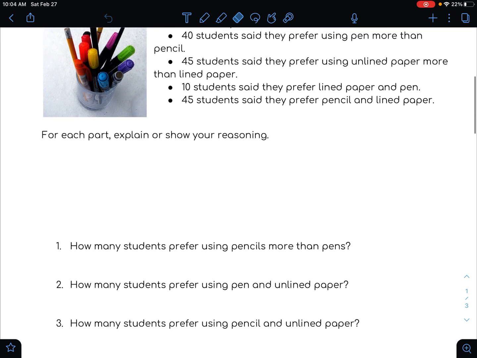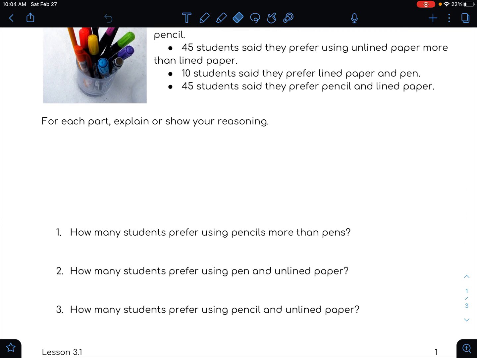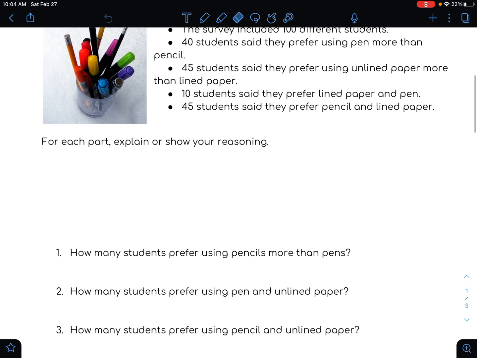There are some questions down below related to this, and let's see if we can answer those questions and if there's a way that we can decipher some of this information to make it easier to answer. The questions ask us how many students prefer using pencils more than pens, how many students prefer using pen and unlined paper, and how many students prefer using pencil and unlined paper.